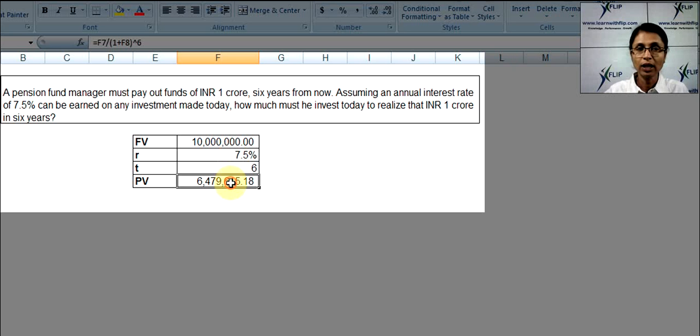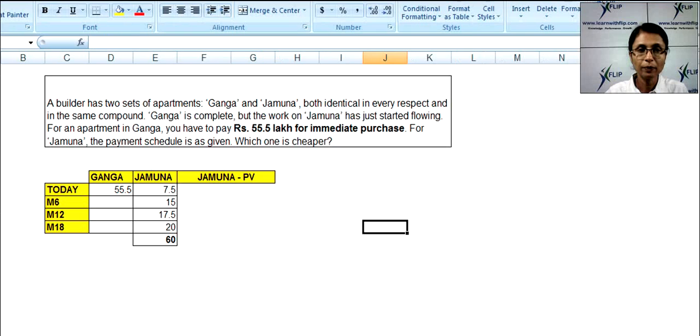And there you go. 6 years later, 64.79 lakh turns into a crore, assuming that it is earning 7.5% per annum. Okay, so this is the present value, this is the future value. We arrive at a crore from 64.79 lakhs by compounding. We arrive at the reverse by discounting. Let's look at another example.